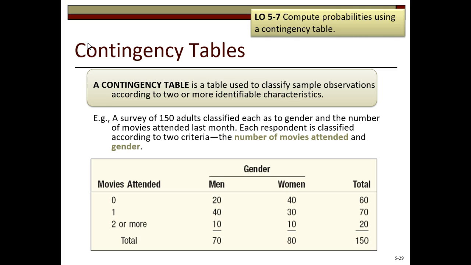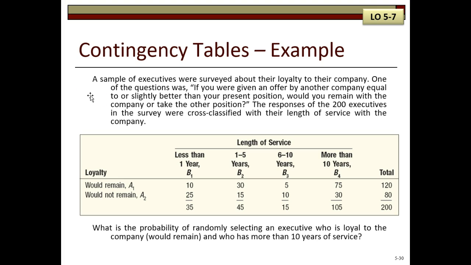The cross-contingency table example shown here on this slide classifies the responses of 150 adults who were part of a survey on movie-going activity. The responses are tabulated showing gender and number of movies attended last month. We can also use contingency tables in finding probabilities.